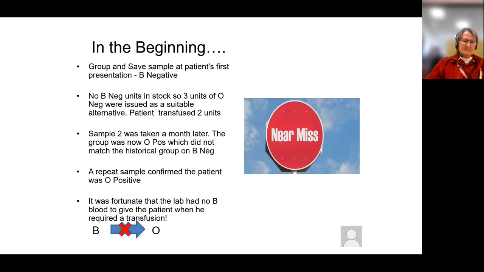So in this case, it was lucky for the patient that on the day the blood bank did not have any B negative blood in stock, and they issued the O neg as a substitution, because had that patient had B negative blood that day, they would have received an ABO incompatible transfusion with severe consequences and perhaps even death. So this is way back when we did not have the second samples.